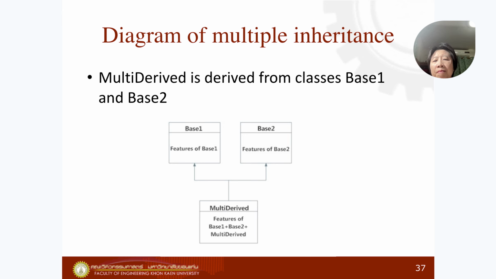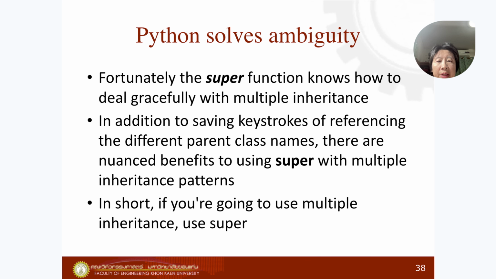Here we have multi-derived, which can be derived from parent 1, which is base 1, and parent 2, which is base 2. And suppose that both parents have the same method or the same attribute, then which method or which attribute should the class that inherits from two parents use?